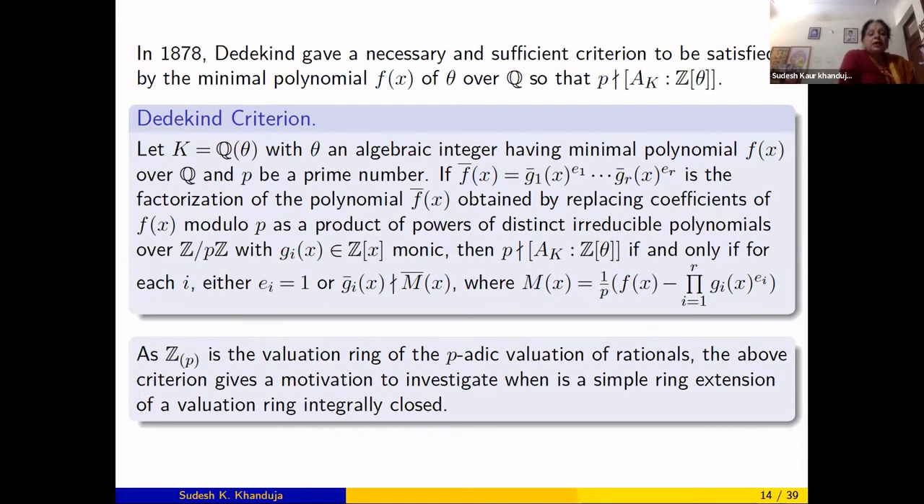Remember that Z_p is the valuation ring of the p-adic valuation of rationals. I'm going to define what is the p-adic valuation of rationals. I'm also going to define what is a valuation ring. As Z_p is the valuation ring of the p-adic valuation of rationals, Dedekind criterion gives a motivation to investigate when a simple ring extension of a valuation ring is integrally closed.